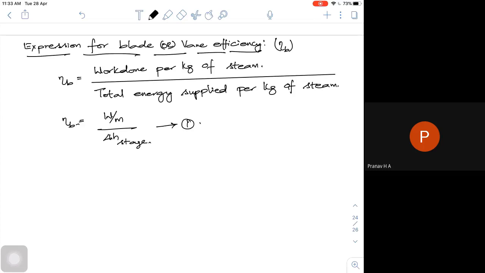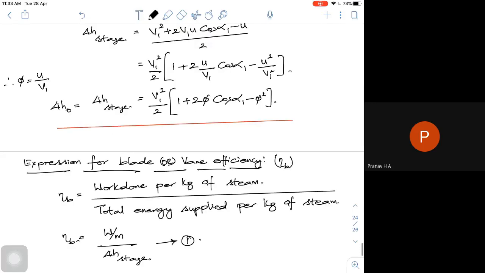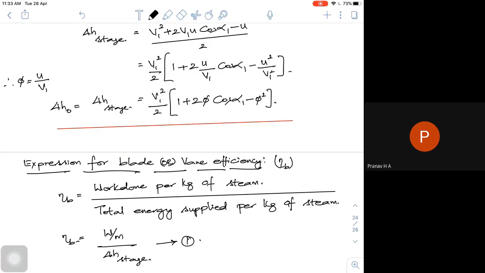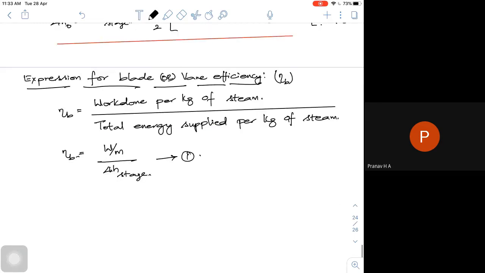What is the expression for work done for this? Either I can substitute in terms of alpha 1 or in terms of beta 2. Both will end up with the same thing. Here I have gone with alpha 1, I will go with alpha 1. I can write the same thing with alpha 1 equal to beta 2 also. All the expressions will be in terms of beta 2. So choice is yours, whatever way you want. Now I will go with alpha 1.